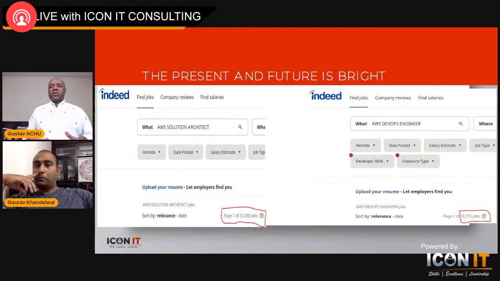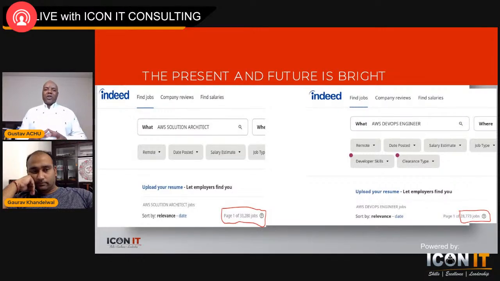What that tells us is that there are over 33,280 AWS solution architect jobs available, and there are over 28,773 DevOps engineer, AWS DevOps engineering jobs available. This is on a daily basis. We are not talking here about the cumulative of the year. We are saying on a daily basis. What it really means is every day. And this is just in North America.